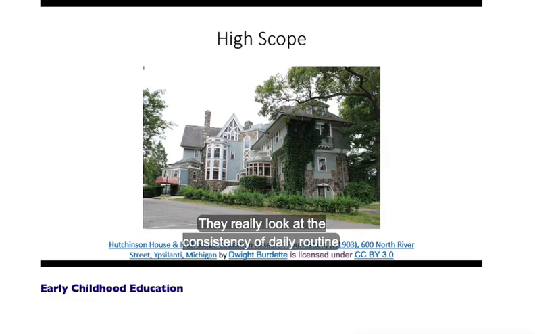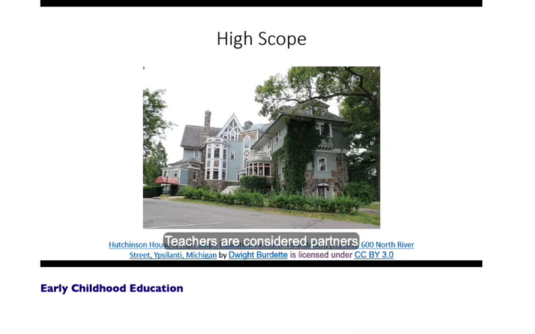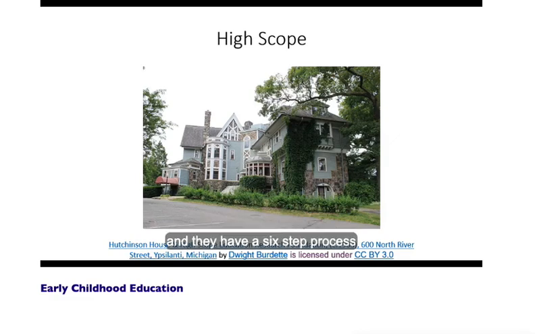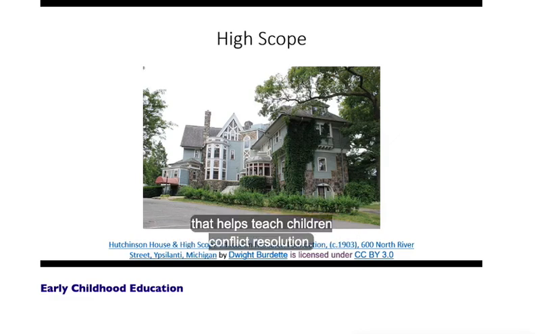They really look at the consistency of daily routine, and they use a plan, do, review sequence in which children create a plan of what they're going to do during their free choice time. They then act on that plan, and then after that time period of playing and exploring, they reflect on the results of their work and their plan. Teachers are considered partners, and they use the Child Observation Record to help assess children and plan the curriculum. And they have a 6-step process that helps teach children conflict resolution.